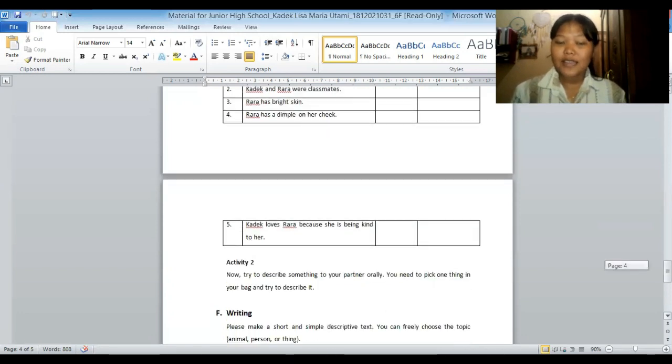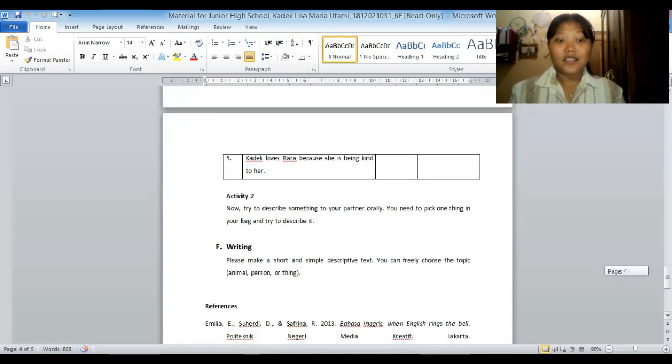And for the second activity that needs to be assessed by the teacher, I'm asking students, still working with the same partner, to pick one thing from their bag that they want to describe to their partner. They will do it in their seat, and I'm going to see how each pair describes it to their friends and vice versa.